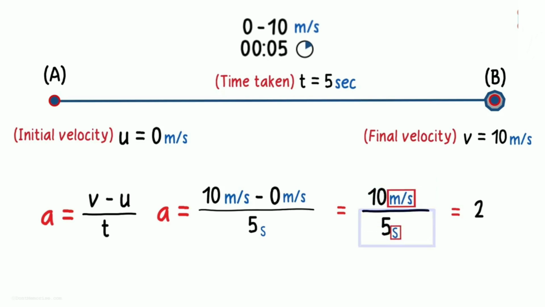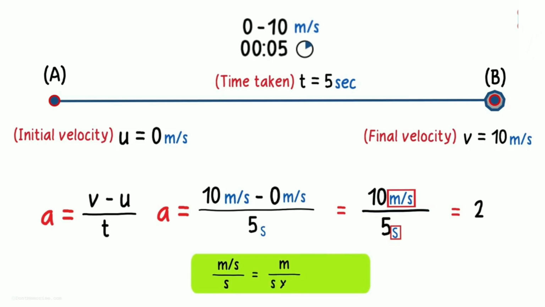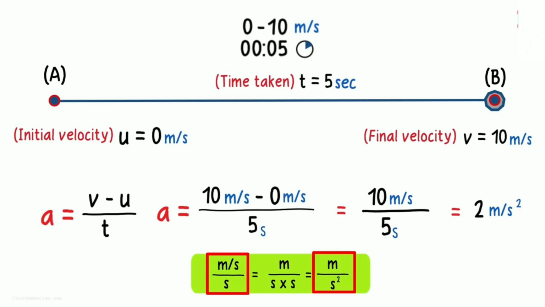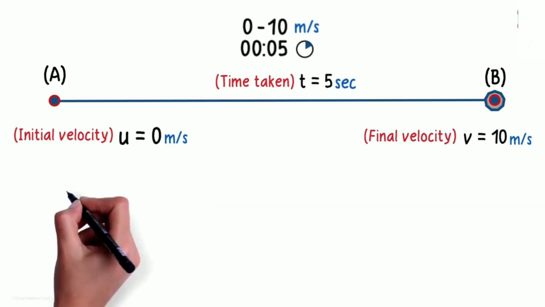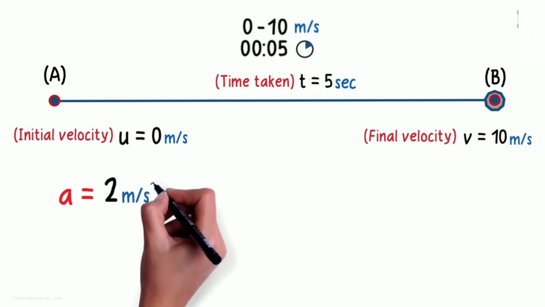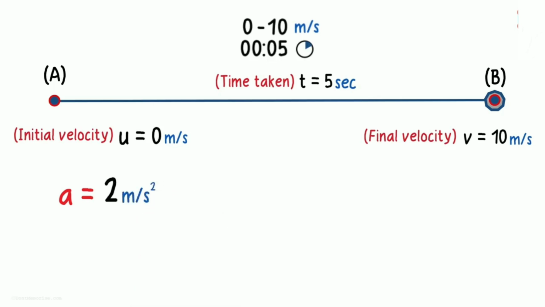The units are meter per second and second. Meter per second divided by second is equal to meter per second into second, that is meter per second square. Therefore, the unit of acceleration is meter per second square. Hence, our value of acceleration is 2 meter per second square.